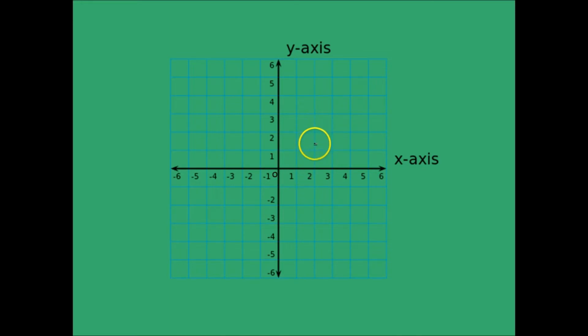Now if you were to discuss the location of this point, let's call it A, we would first of all notice that point A is at a distance of 1 unit from the x-axis and 2 units from the y-axis.